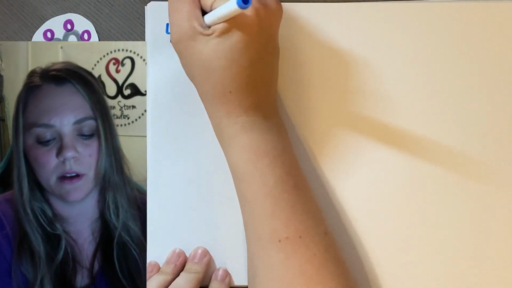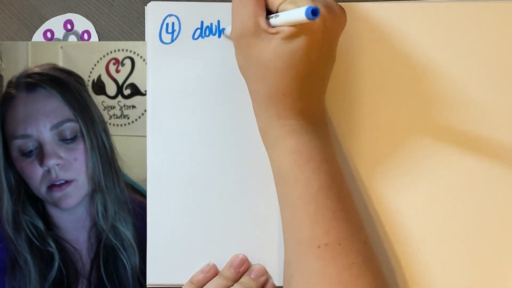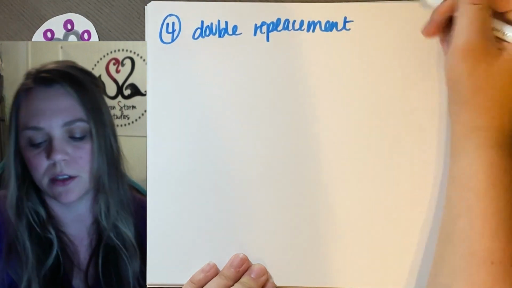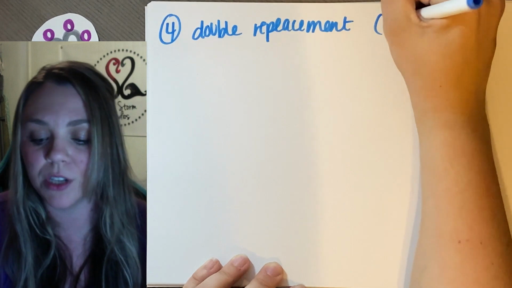We're almost done. Yuck. All right. Type number 4. Not just a single replacement, but now I'm going to have a double replacement reaction. And your book, of course, comes up with a different name for it. They call it an exchange.